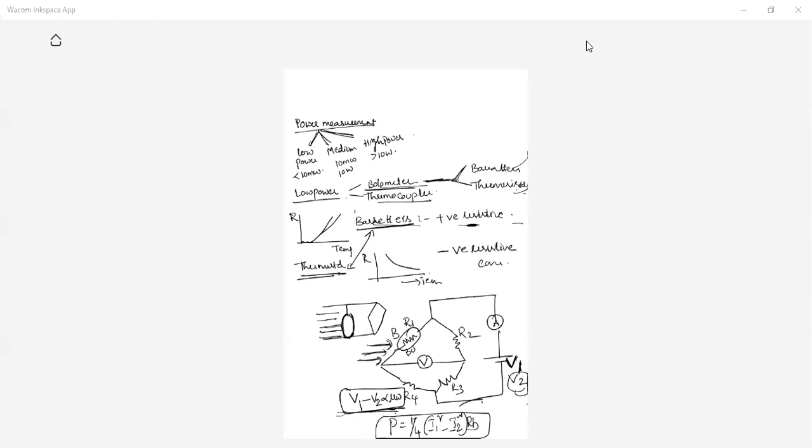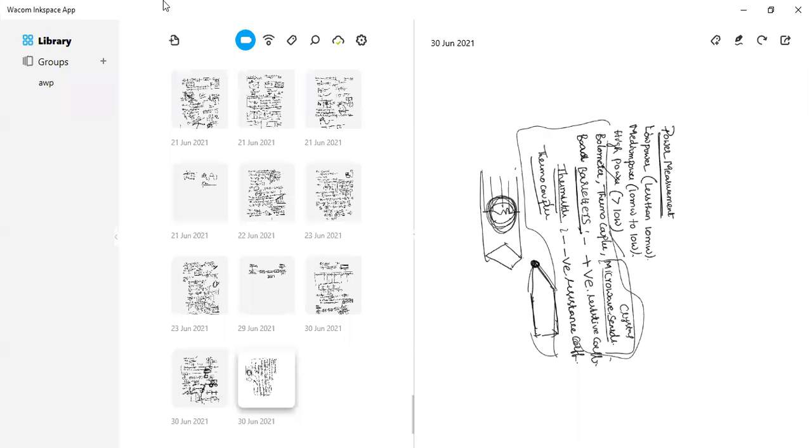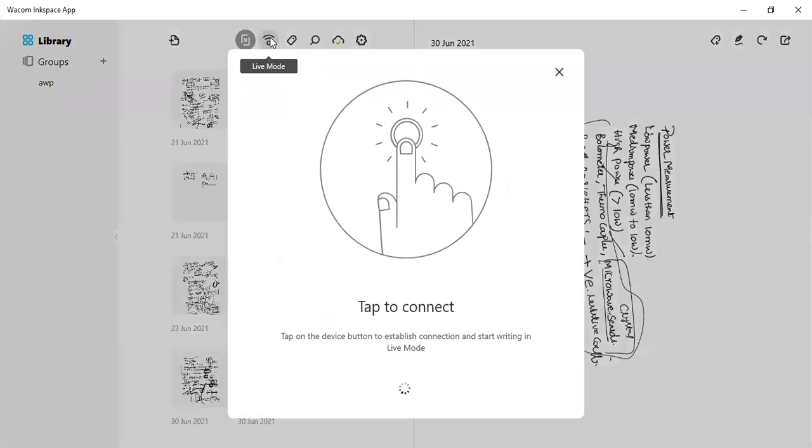So we'll move to the second category, high power. How can high powers be measured? This is the most important one. High powers can be measured using the calorimetric method. What is the calorimetric method? It's a very simple method.